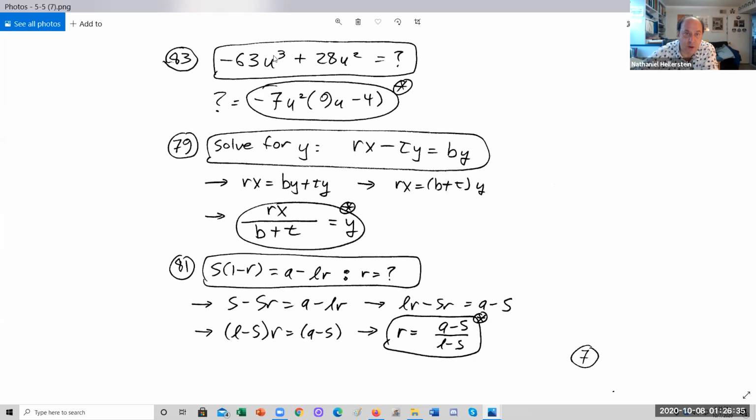Negative 63u cubed plus 28u squared is what? Well, okay. Negative 63 and 28 have a common factor of 7. U to the third and u squared, well, the lower power is u squared, so pull out that. So minus 7u squared times, and then you divide each of these terms by minus 7u squared, you get 9u minus 4, like this.